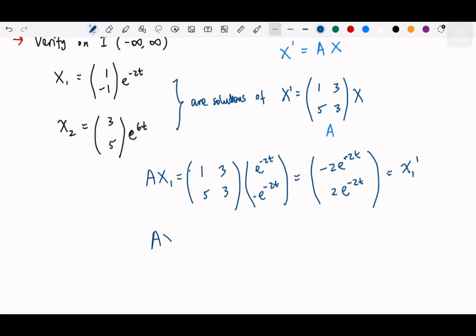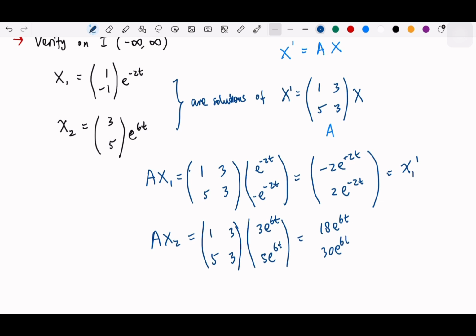If we multiply this with our solution, this will be x1 prime. And also the same thing, we take A x2. Oh wait, wrong. This is 3e^6t, 5e^6t. This will be 3 plus 15, 18e^6t, 15 is 30e^6t, and this will be equal to x2 prime.